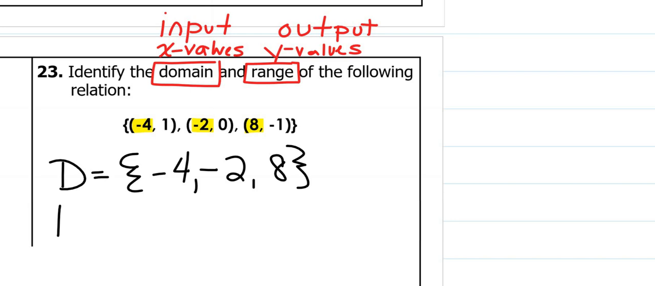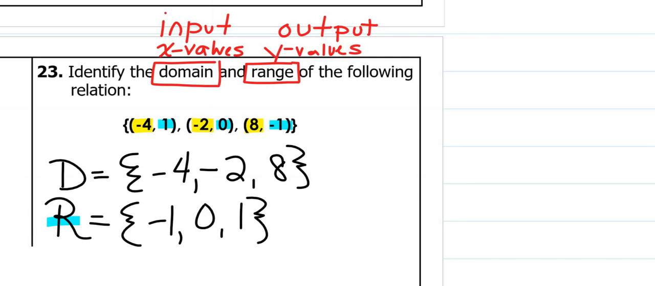For the range, we have curly bracket, all of the y values, 1, 0, and -1. So that's our range. So we're going to start with -1, which is the smallest, 0, and 1. Close the curly bracket. So domain stands for all the x values that we've highlighted, and the range is all the y values. And that's it. Let's move on.